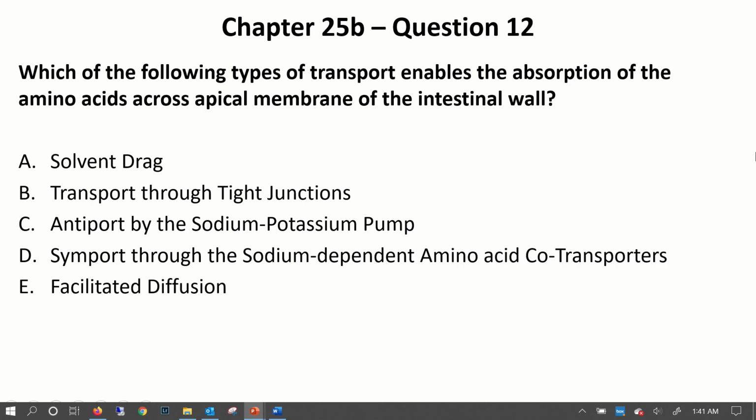The next, which of the following types of transport enables the absorption of the amino acids across apical membrane surfaces of the intestinal wall? Is it A, solvent drag, B, transport through tight junctions, C, antiport by the sodium-potassium pump, D, symport through the sodium-dependent amino acid cotransporters, or E, facilitated diffusion?